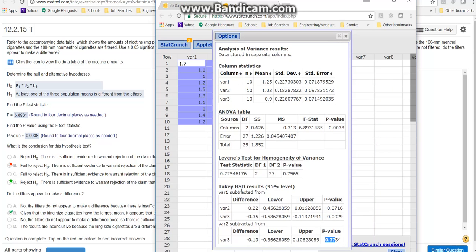So what it means is that the difference between 1 and 2 is not significant. The difference between 1 and 3 is highly significant. The difference between 2 and 3 is not significant at all.